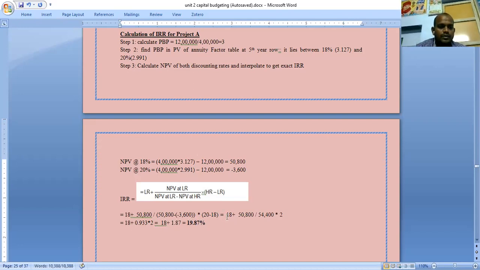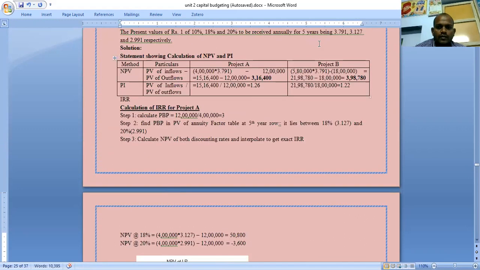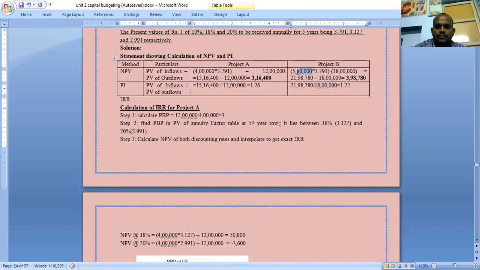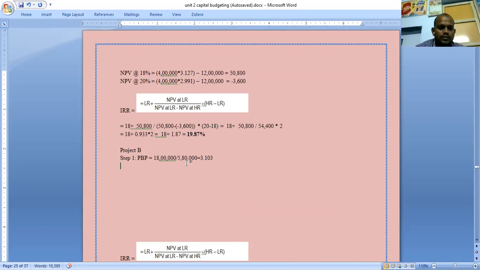So for project B, same steps we have to follow. We have to calculate the payback period. So initial investment is 18 lakhs and annual cash inflows are 5 lakh 80,000. So step 2, find the payback period.